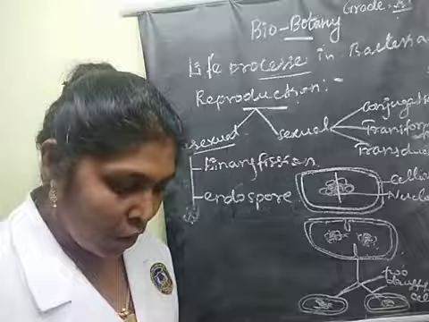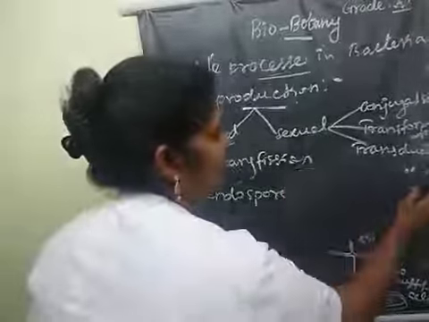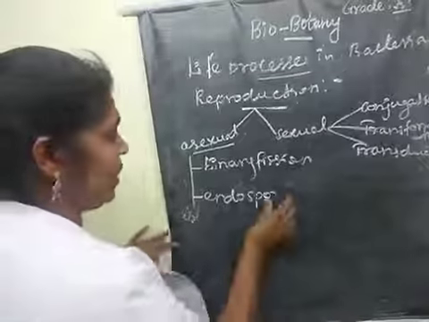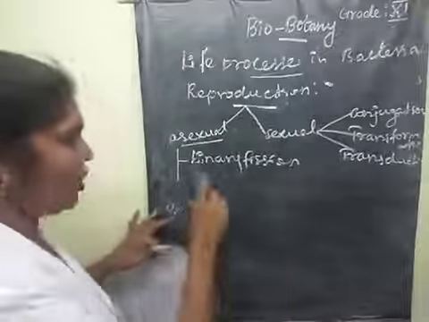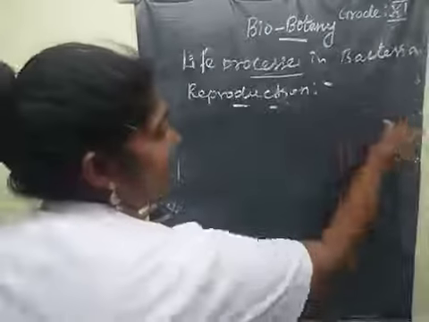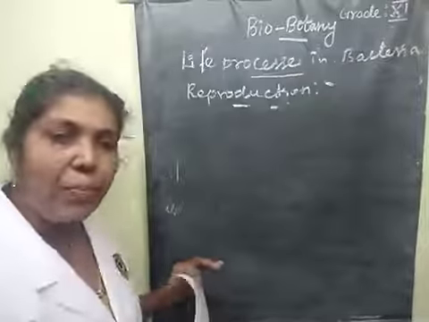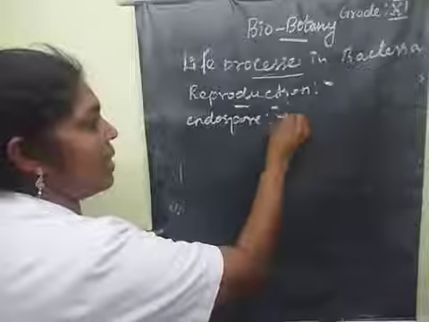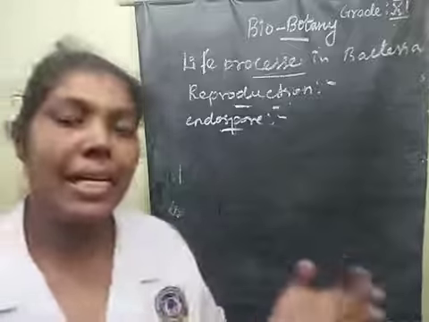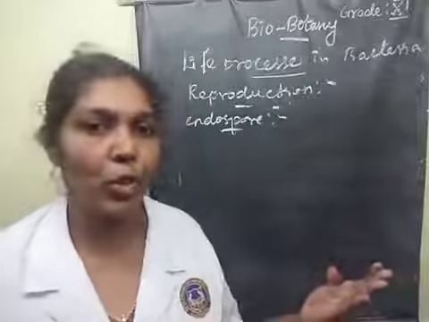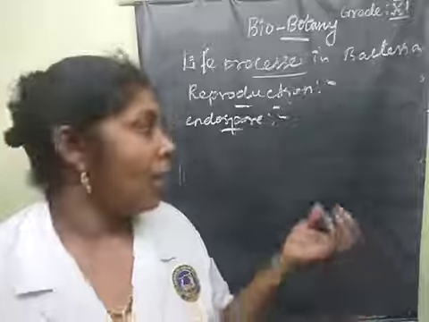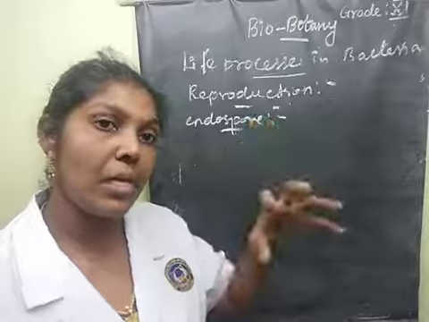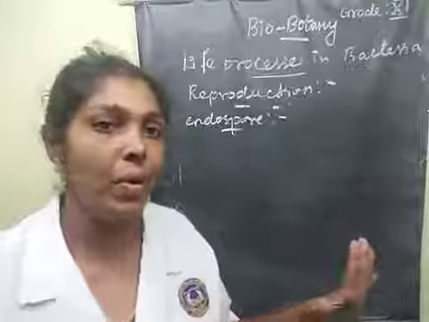The next asexual method of reproduction in bacteria is endospore formation. In endospore formation, only under unfavorable conditions do the bacterial cells produce endospores. Clear? Under unfavorable conditions they produce endospores. Under favorable conditions they can germinate and form the full bacteria.